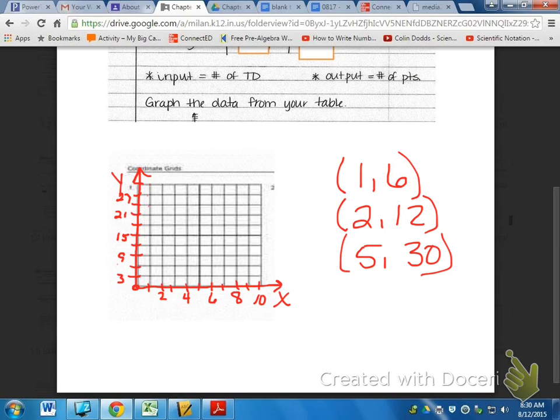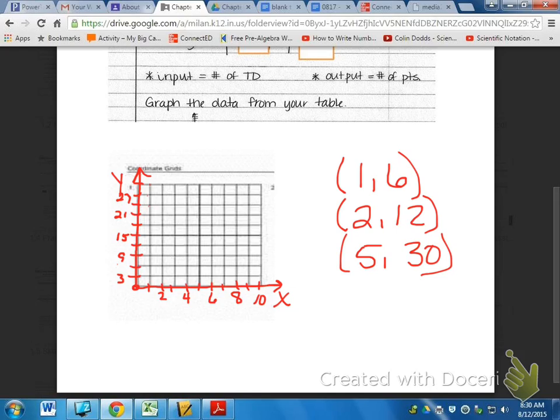On this graph, we only have to graph quadrant 1, the upper right-hand corner, because when we're talking about touchdowns and scores, there's not going to be any negative values. What I did do, because of the size of the graph, I went along the x-axis by 1s, but the y-axis I had to go by 3s in order to get all my points in.